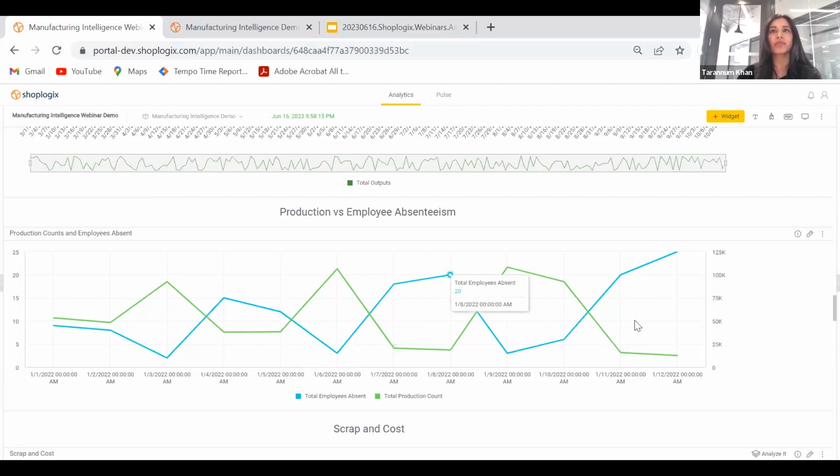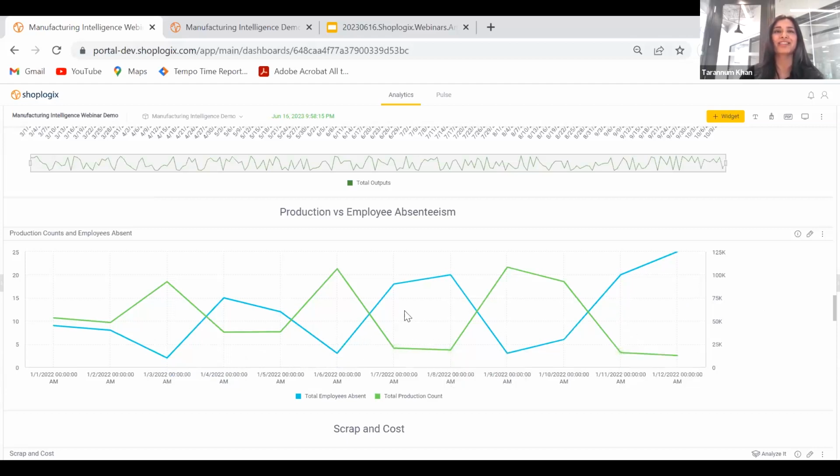And so there's lots of reasons for employee absenteeism, but it's often hard to look at the behaviors of it and how that's actually impacting your production. So here you can start to take a look at the production count, which is the green line, versus the blue, which is your absenteeism rate. So you can see on the days when we have absenteeism, there is a dip in the production that was able to run.